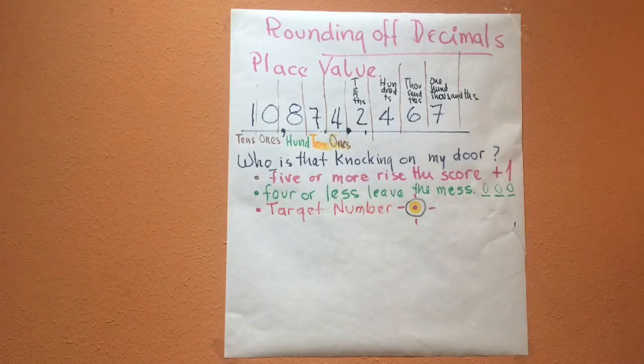Okay, today's topic is about rounding of decimals. Okay, what does rounding mean? Rounding means to have a number which is not very much accurate, okay?